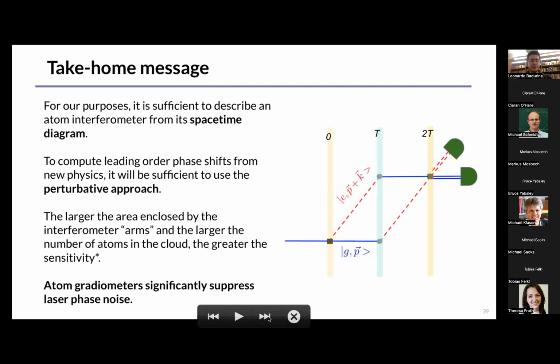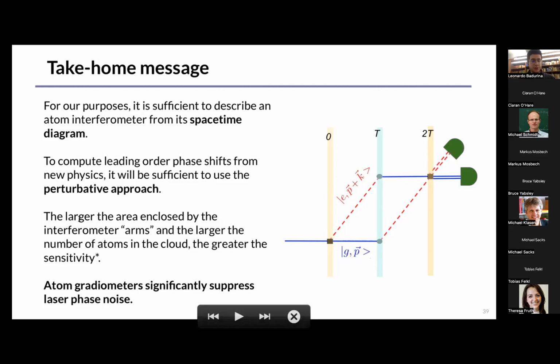So to conclude this first part of my talk, there are a few take-home messages that I think are important, specifically for what is about to follow in my talk. For our purposes, it is sufficient to describe an atom interferometer just in terms of its space-time diagram, something like what I'm showing here. It will also be sufficient to use the perturbative approach to compute leading order phase shifts arising, say, from new physics, beyond standard model physics. Also, as we said, assuming that you can suppress all other backgrounds, the fundamental noise source that you're dealing with is limited by atom shot noise. So basically, the more atoms you have in the cloud, the smaller the error on phi is.